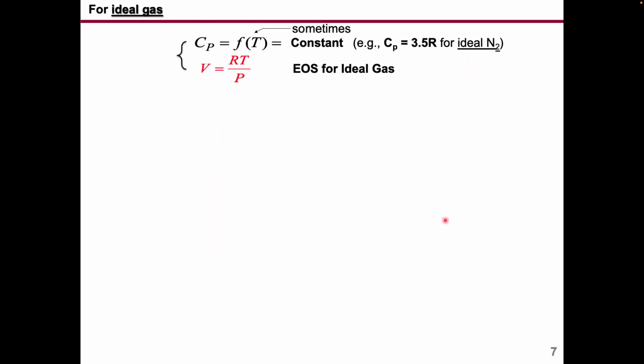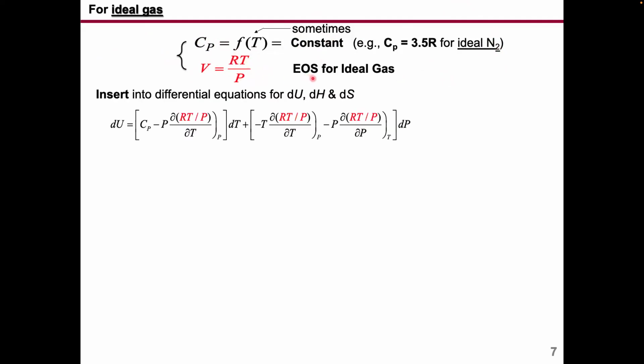Now, just more details about heat capacity. Like I said, heat capacity is sometimes a function of T, but most of the time you can treat it as nearly constant. For example, Cp is equal to 3.5 times R for ideal nitrogen, so nitrogen in the ideal gas state. For now, for ideal gas, let's just treat Cp as a constant value. And for ideal gas, we already mentioned V is equal to RT divided by P. This is basically your equation of state for ideal gas.